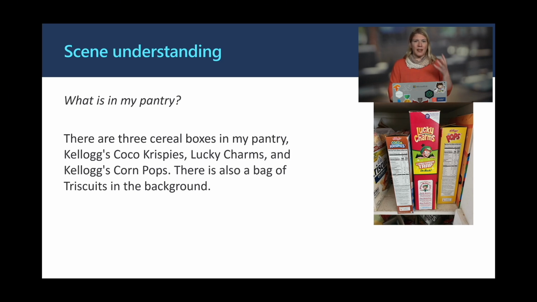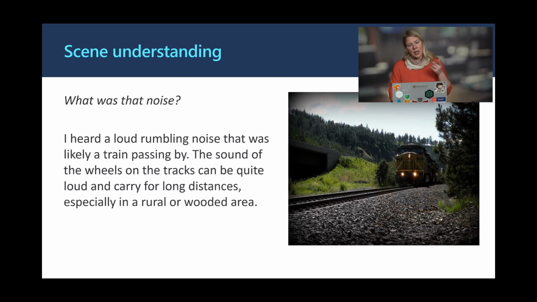And then again, thinking about the blind and low vision community, I tried an example where I asked, what was that noise? And in this case, there is an image of a train rumbling past here. And it did say that it recognized a large rumbling noise that was likely a train. And then it mentioned the wooded area as well. So pulling out some other details about the image.